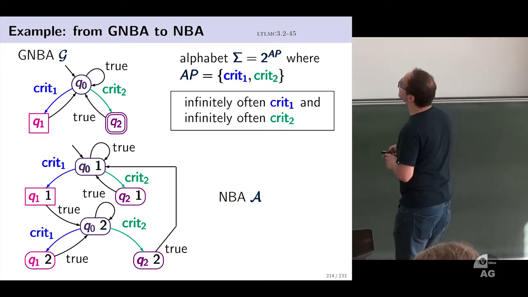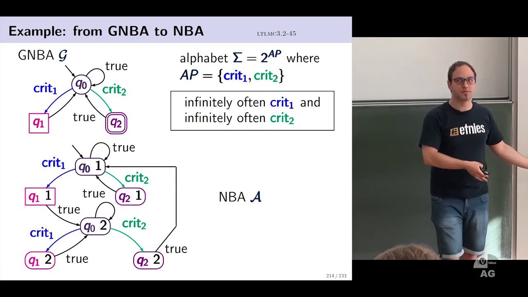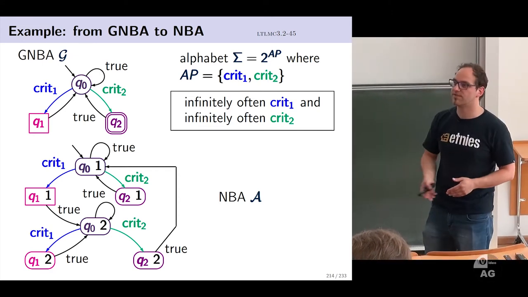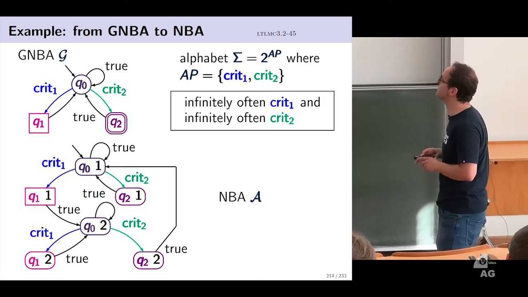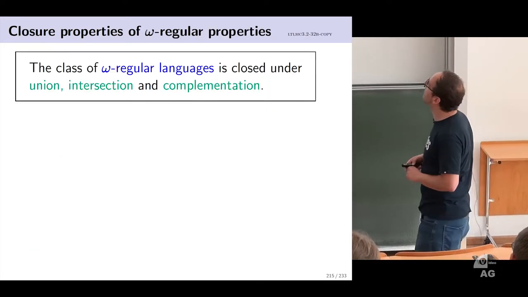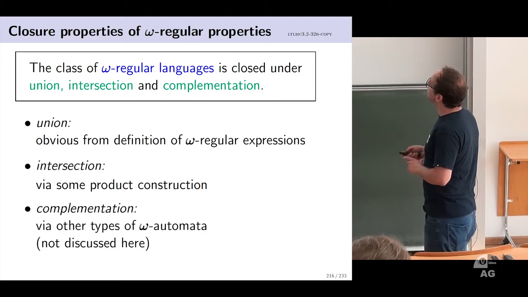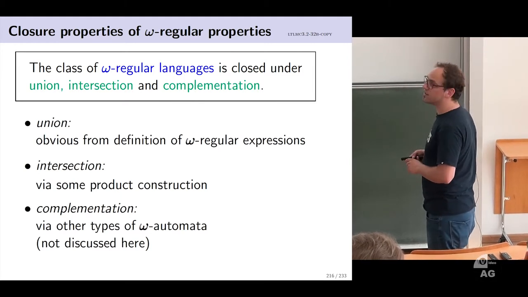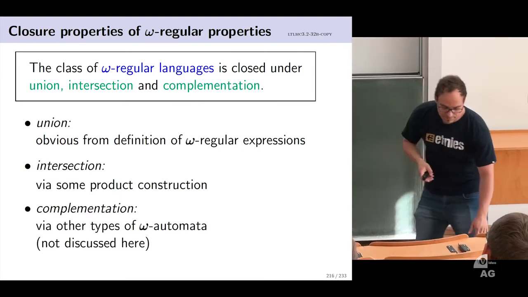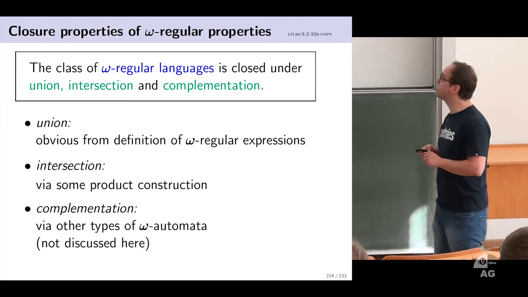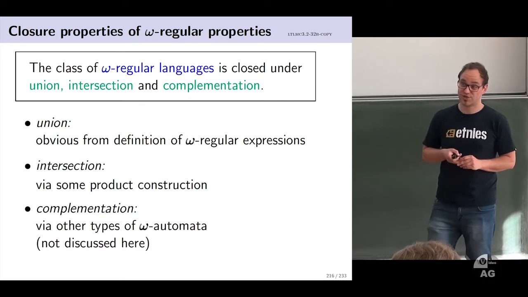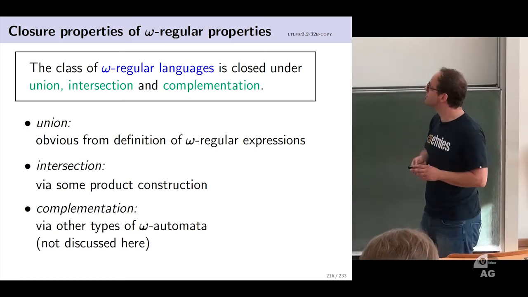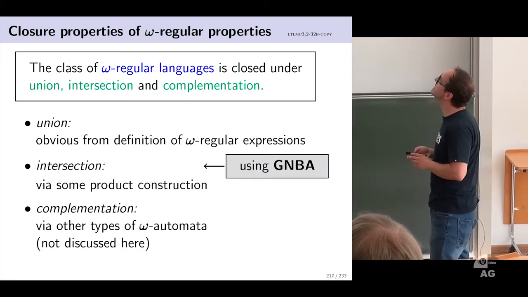Okay. So long story short, generalized non-deterministic Büchi automata are not more expressive than non-deterministic Büchi automata. Same thing. We can use this construction to reduce it. But it's still sometimes handy to have it. Why is it handy? Well, I'm going to show you now that the product construction for the intersection is going to use GNBAs, because that will come in handy.